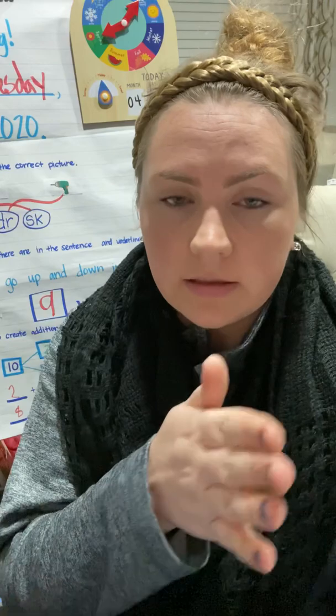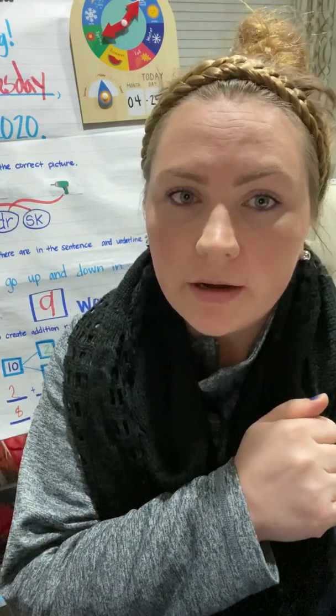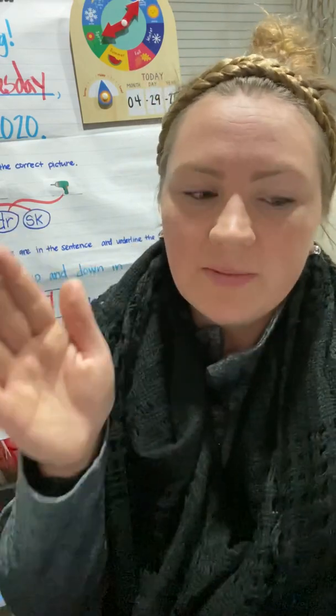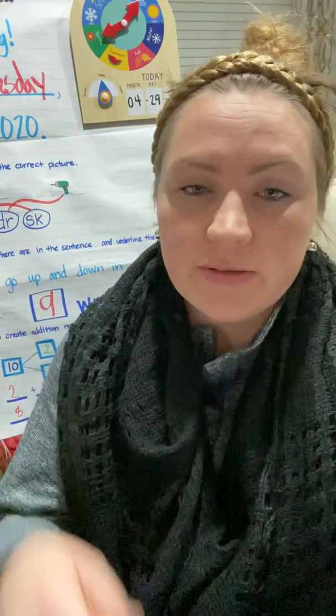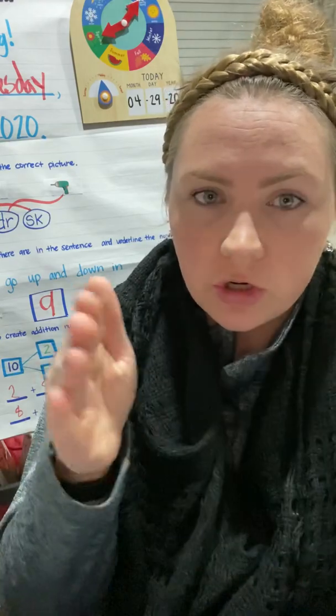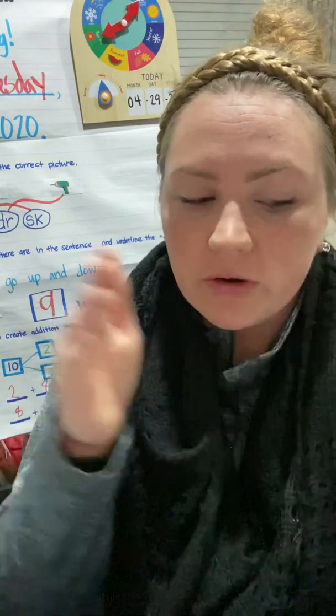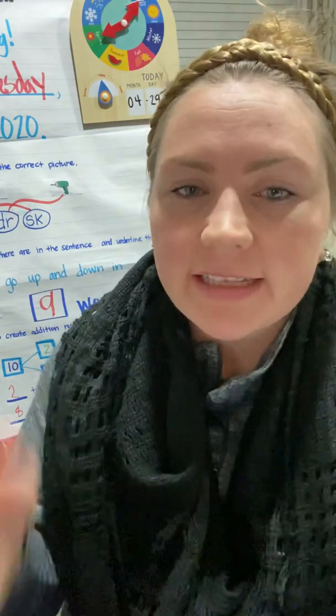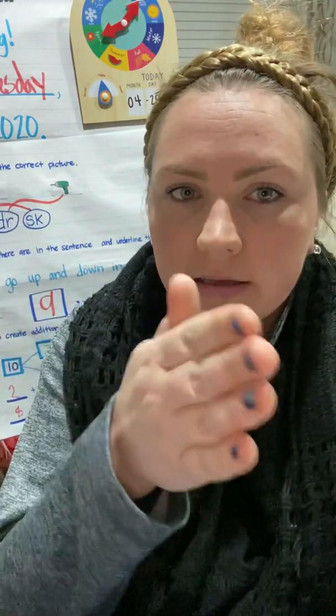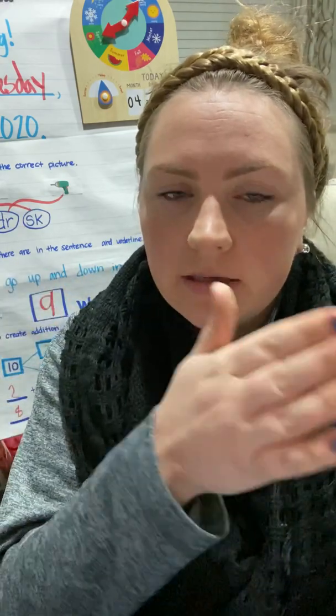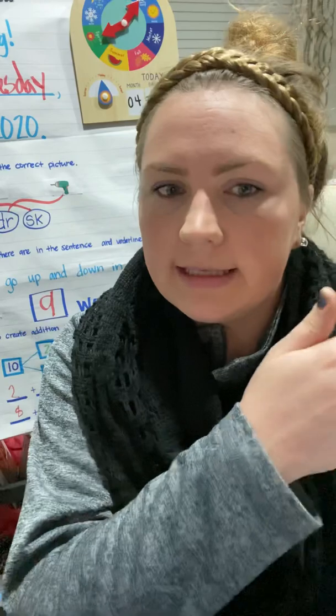So our first example would be b, e, s, t. What's the word? Best. Good. My next one is e, s, t. Rest. The next one is i, s, t. Fist. We have two more.